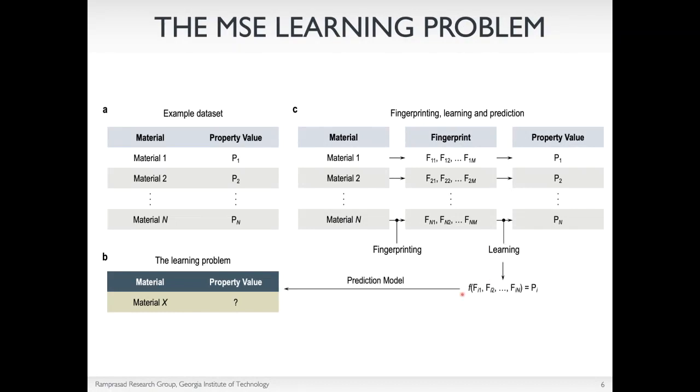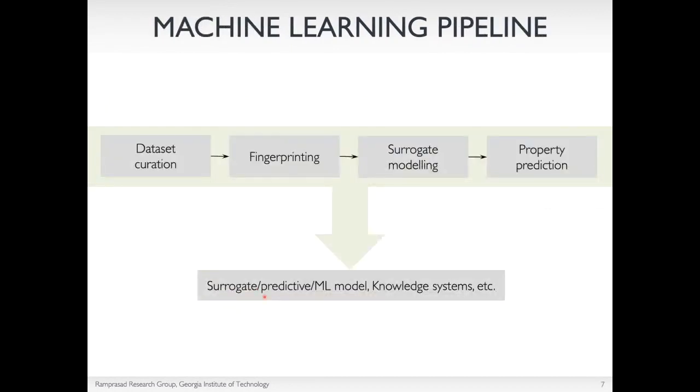you will have a function of the fingerprint components, and it will give you the property value. Once you have this function, you can now answer this question. Material X is the one whose property you want to predict. You convert the material X to its fingerprints, F1, F2, F3, etc., stick that into your function, and get your property value. That's your property value for material X. So that's the basic idea of machine learning in material science. And as I said, it has several steps to it. The first step is you need data.